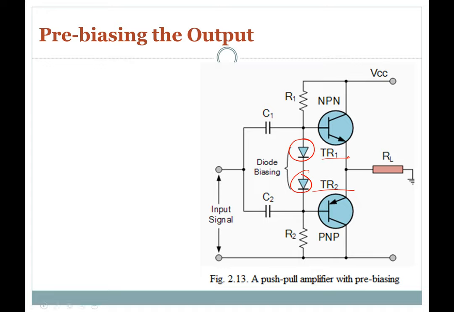So this brings us to the end of the second part of lecture 2, which is amplifier distortion.